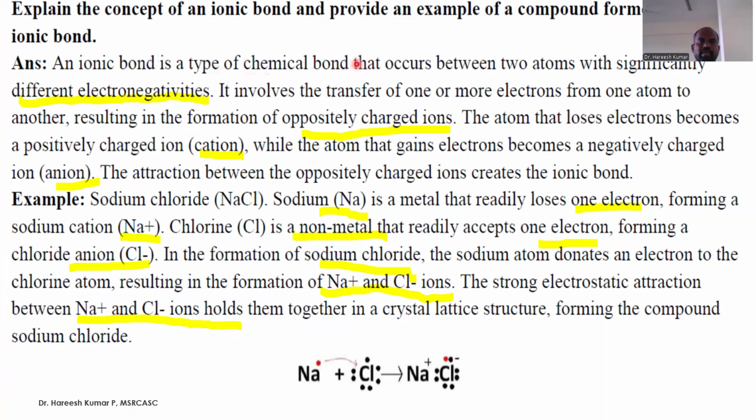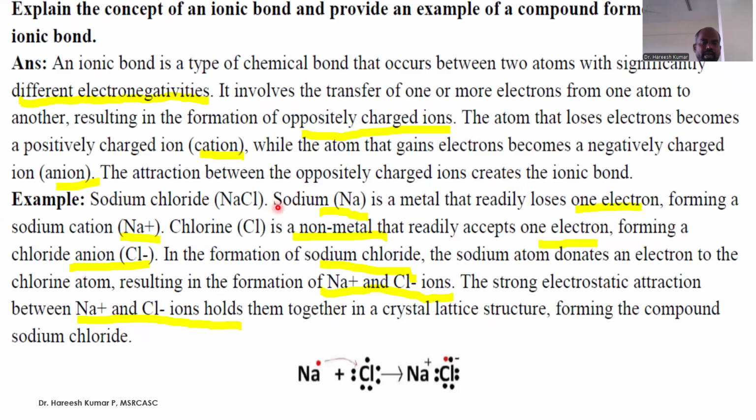An ionic bond is a type of chemical bond that occurs between two atoms with significantly different electronegativities. It involves the transfer of one or more electrons from one atom to another, resulting in the formation of oppositely charged ions. The atom that loses electrons becomes a positively charged ion called a cation, while the atom that gains electrons becomes a negatively charged ion called an anion. The attraction between the oppositely charged ions creates the ionic bond.